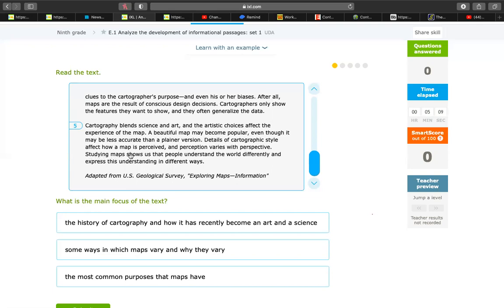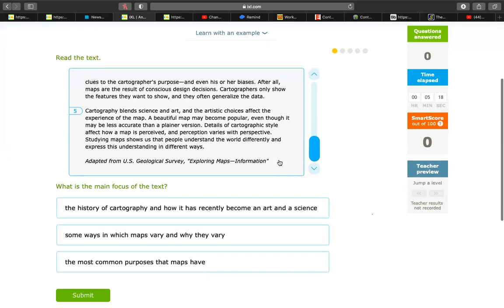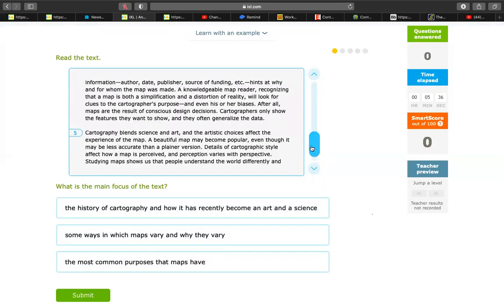Studying maps shows us that people understand the world differently, and express this understanding in different ways. So we're looking at the main focus or the main idea of the text: the history of cartography and how it recently became an art and a science, some ways in which maps vary and why they vary, or the most common purposes that maps have. What do you guys think the main focus is?